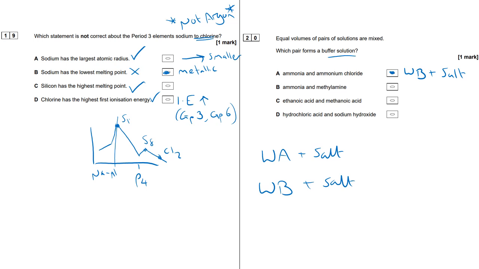You've got ammonia, which is a weak base, and methylamine, which is a weak base. That wouldn't be a buffer because you've got two bases together. Ethanoic acid and methanoic acid, you've got two weak acids together. And HCl and sodium hydroxide, you've got a strong acid and a strong base, so that would just give you a salt solution. So again, A is the correct answer there.